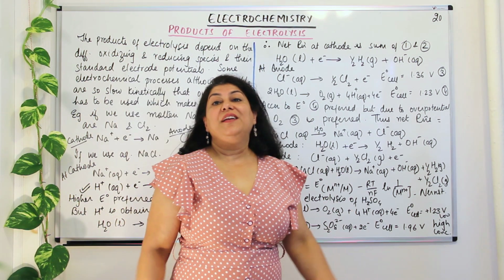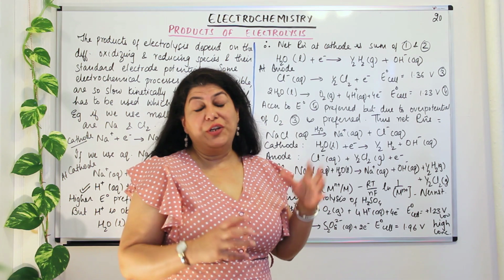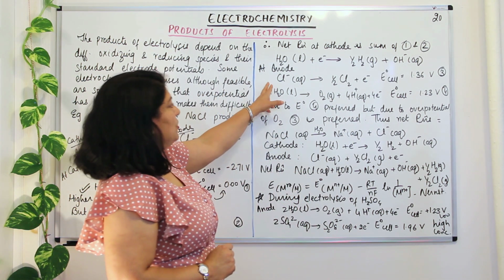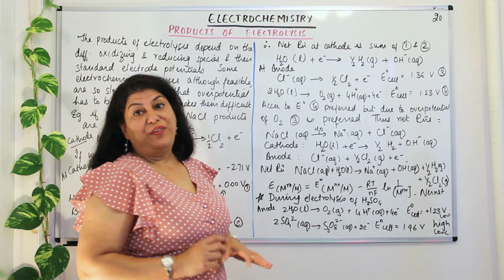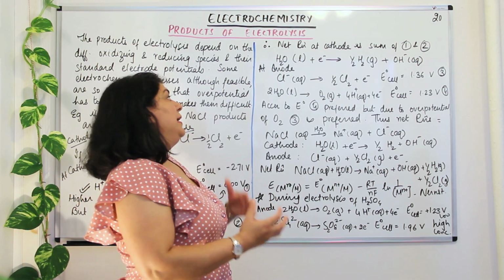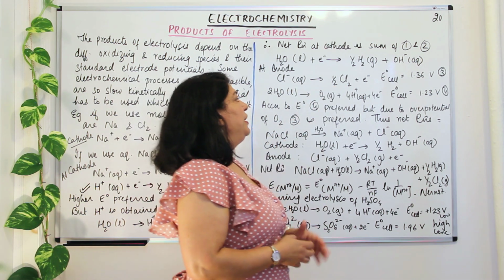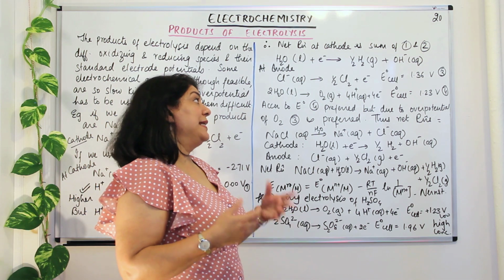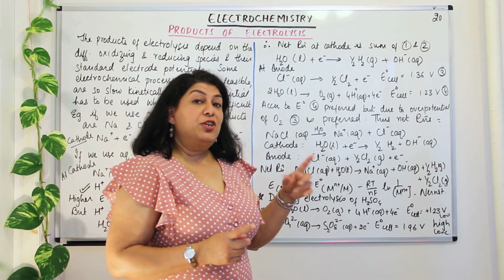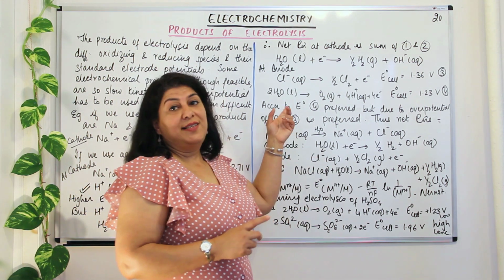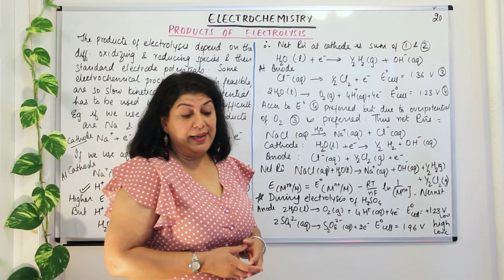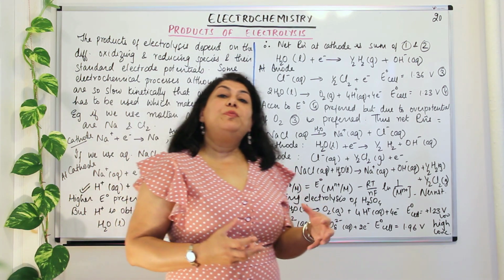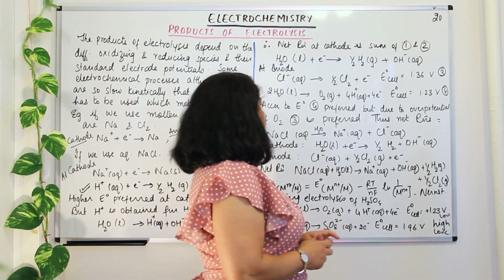Rather, it is chlorine which gets oxidized. Chloride ions get oxidized into chlorine gas. So it is this reaction which finally takes place. The chloride ion, which is aqueous, gives you half a chlorine molecule and electrons are evolved. And although its electrode potential, the reduction potential, is higher, yet it is this reaction that takes place at the anode. So these are the factors that determine what the products of electrolysis would be.